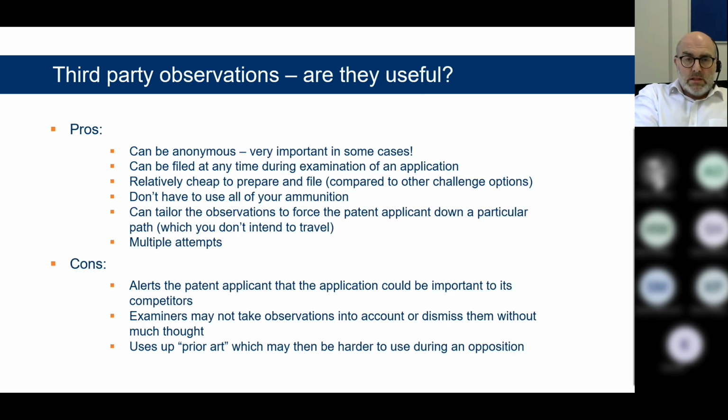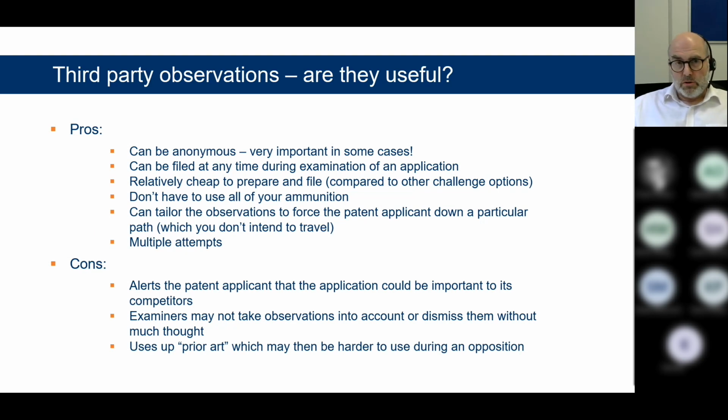So what are the benefits and the disadvantages of filing third-party observations? Well, the first one is that they can be anonymous, and in some cases that is very important. In Europe, you can file anonymous third-party observations. You don't have to say who it is who's actually filing those observations. And this means that you can probe, you can make mischief, try and limit a patent claim without the patent application owner knowing who's actually doing it. And from a corporate strategy point of view, this can be quite valuable if you don't want your competitor to know that you're the one who's concerned about their patents.